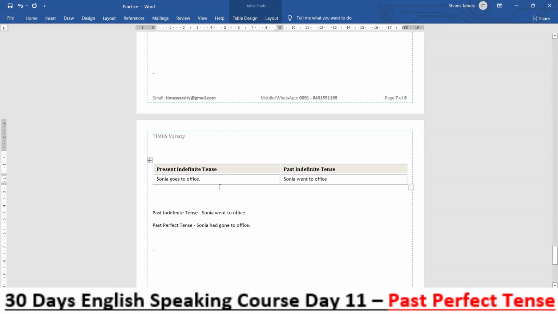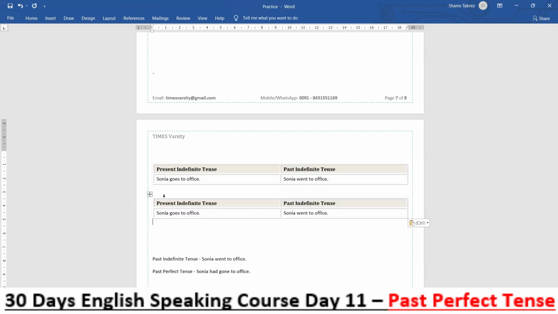So here, the meaning of this first sentence, Sonia goes to office, is Sonia office jati hai, because it is present. Right? So in Hindi or Urdu, in present, hai, hai. So Sonia goes to office, Sonia office jati hai. And in past tense, Sonia went to office, Sonia office gayi, or office gayi thi. Okay. Now let's do perfect tense comparison. This is what we need to understand, right?